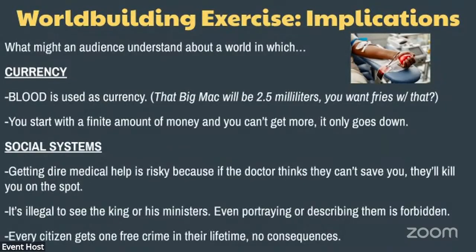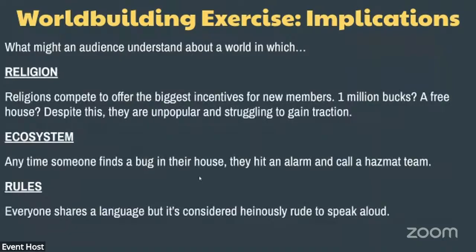So to begin with, I came up with a couple social systems. One, getting dire medical help is risky because if the doctor thinks they can't save you, they will kill you on the spot. It's illegal to see the king or his ministers, and even portraying or describing them is forbidden. You can't even talk about what they look like. Every citizen gets one free crime in their lifetime. No consequences, but it's only one crime of any scale.